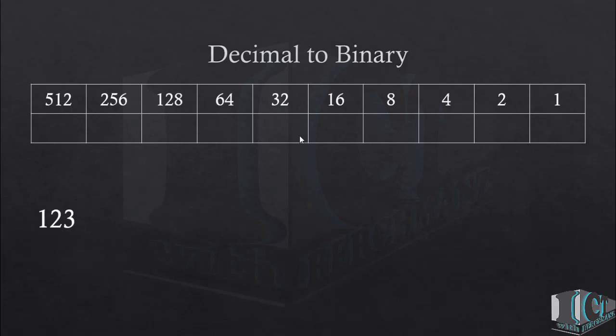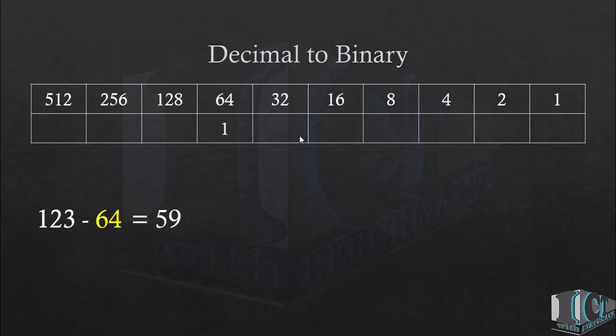So what is the number I have which is less than 123? From left to right, if I see, the first number that is less than 123 is 64. So there I am going to use the value 1 under 64. Then I am going to reduce this 64 from 123 and I am left with 59.